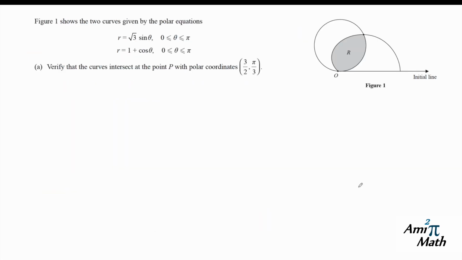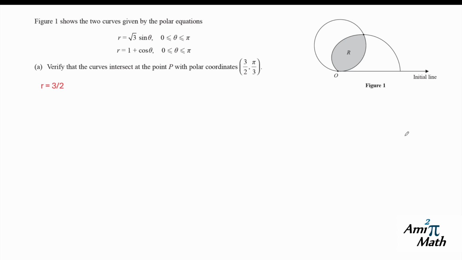Figure 2 shows the two curves given by the polar equations r equals root 3 sine theta and r equals 1 plus cos theta. Verify that the curves intersect at the point P with the polar coordinates 3 over 2 and pi over 3. So I'm guessing this is point P.